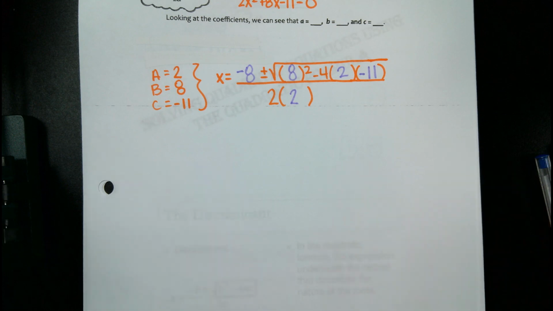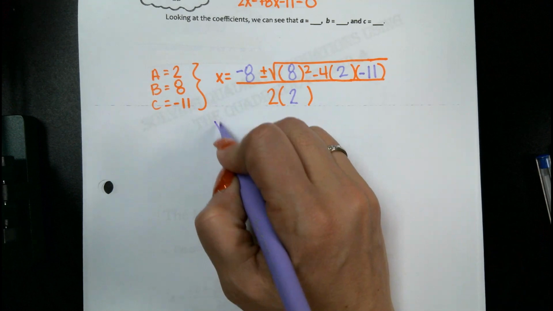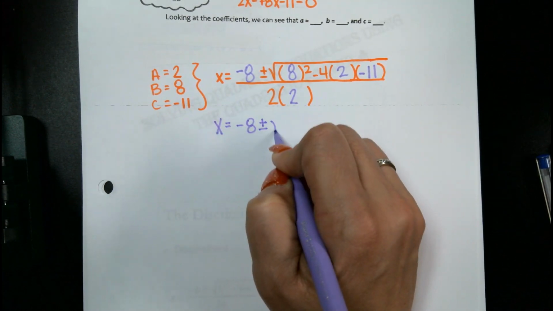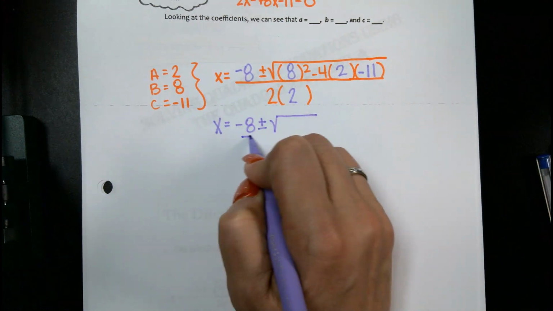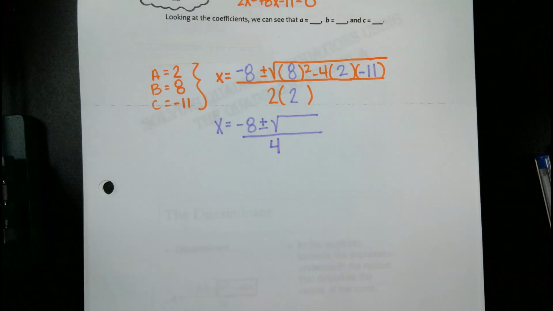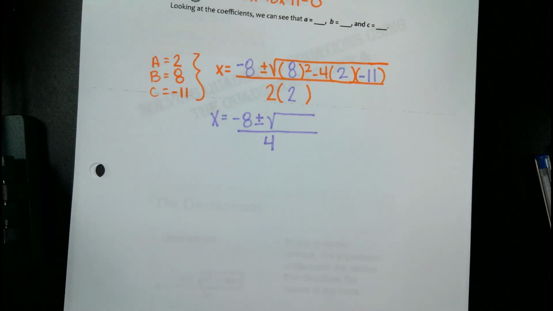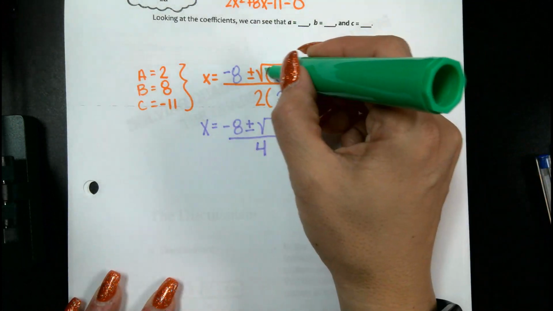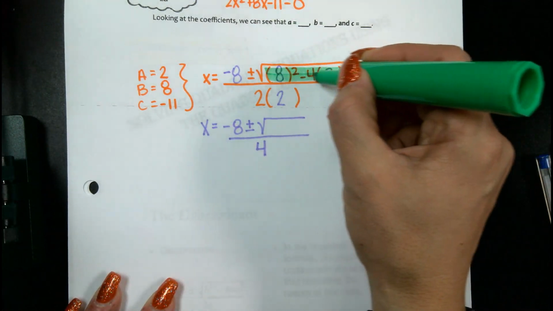That's just substitution. That's just plugging them in. So now we get to actually do the computation. So now I'm going to bring down my negative 8, the plus minus, and I'm going to shorten up that radical sign. And then I'm going to go ahead and multiply the bottom out. 2 times 2 is 4. So the only thing you typically have to worry about typing into the calculator is the b squared minus 4ac.